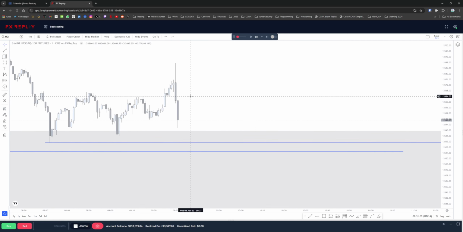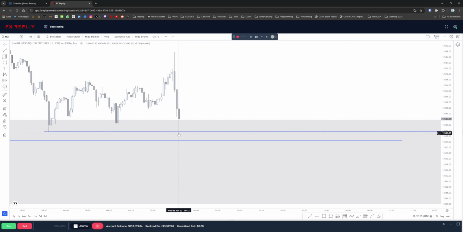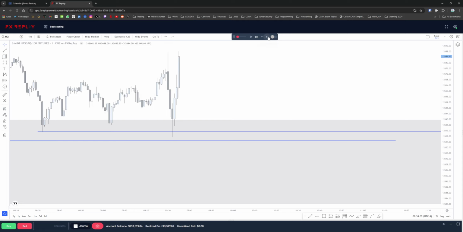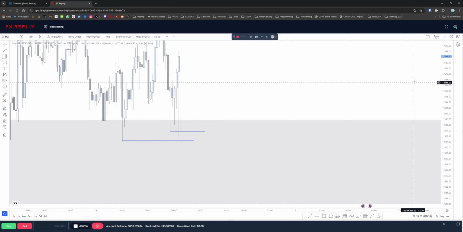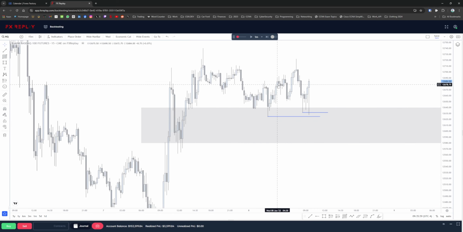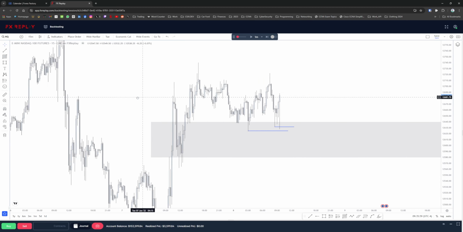Let's see what New York Open does. Take that. It's now coming up, coming up. Now we're going up higher. Let's see what the 15-minute looks like. We're just accumulating. We're just going sideways.